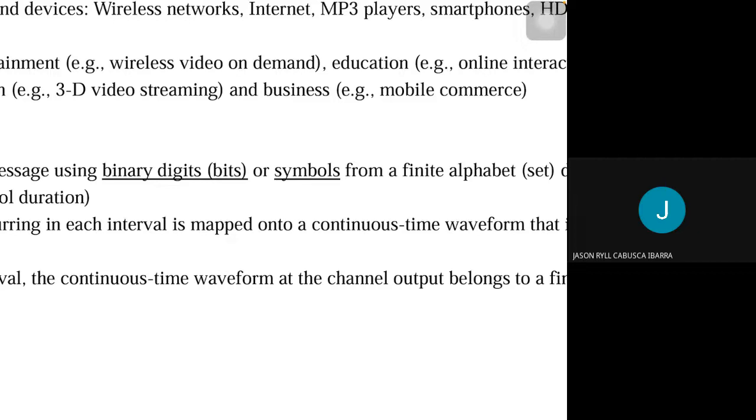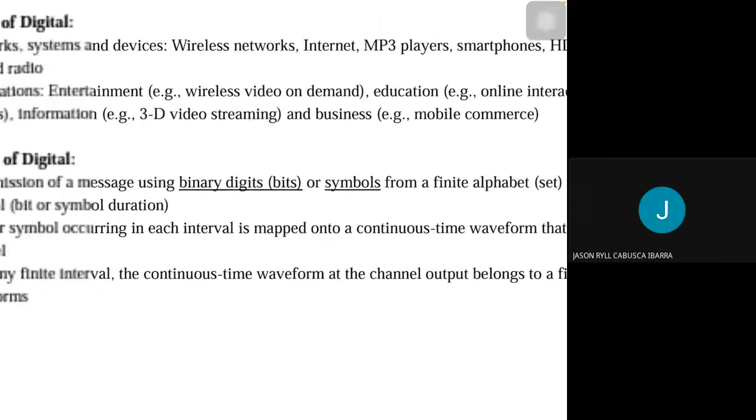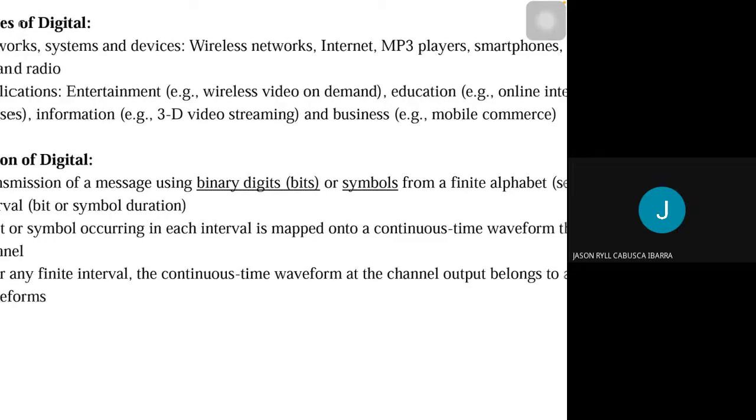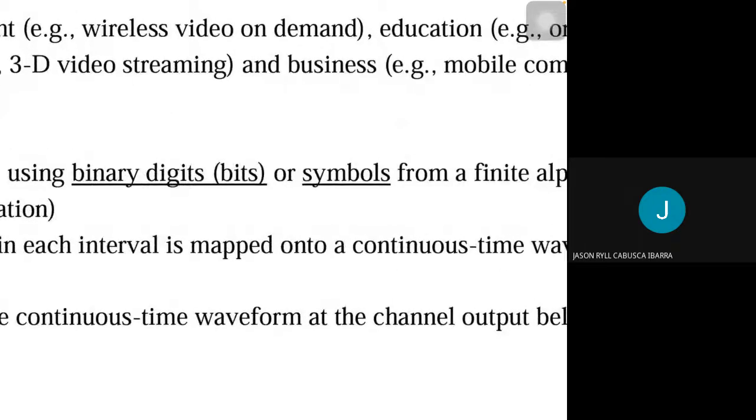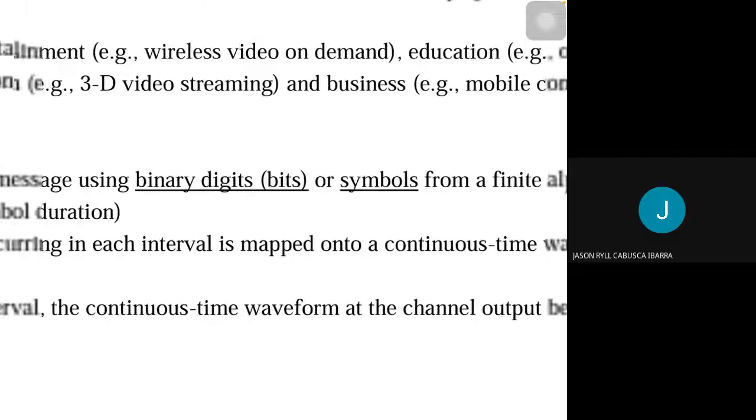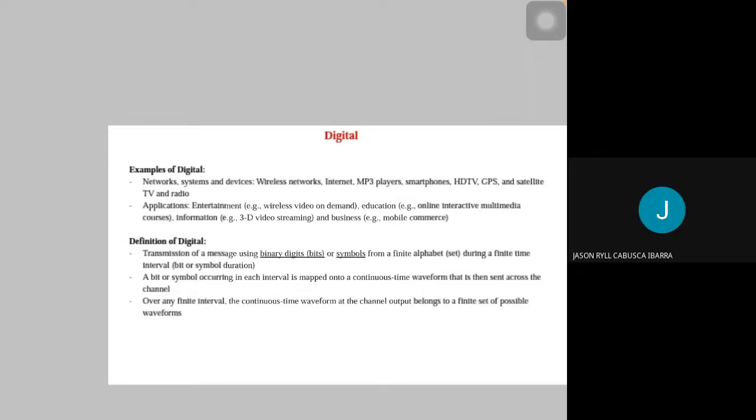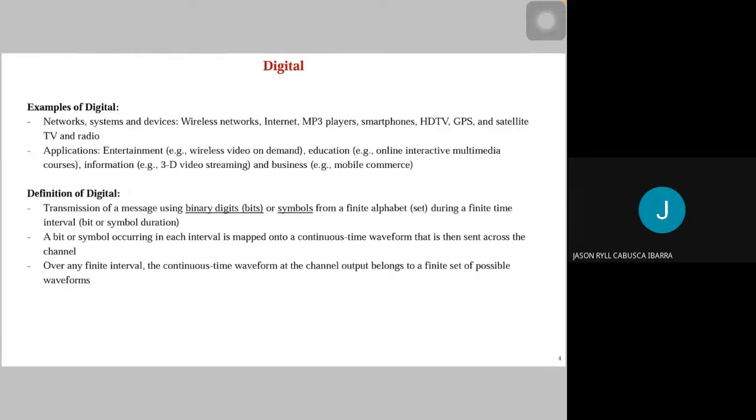Ang 16 QAM kay 16 symbols na siya. No, that's 2 to the 4. So 4 levels, no? 4 possible levels. So 16 possible symbols. Okay? So sa QAM or quadrature amplitude modulation, we term the output sa QAM system as symbols. If they are not binary digits like ones and zeros, we could use the term symbol. So those are digital. That's how we define digital in this context.